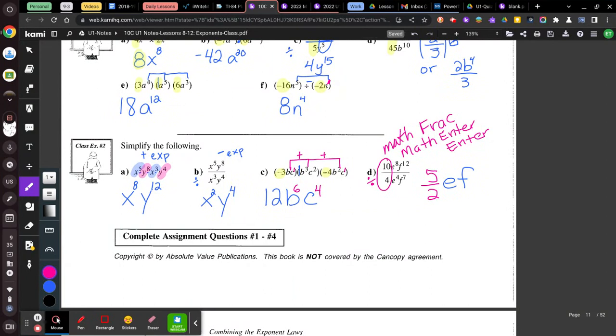My letter E's, I need to subtract them. 8 subtract 4 gives me 4 left over. And letter F, 12 subtract 7 gives me a 5F left over. Okay? So, that froze on you there.